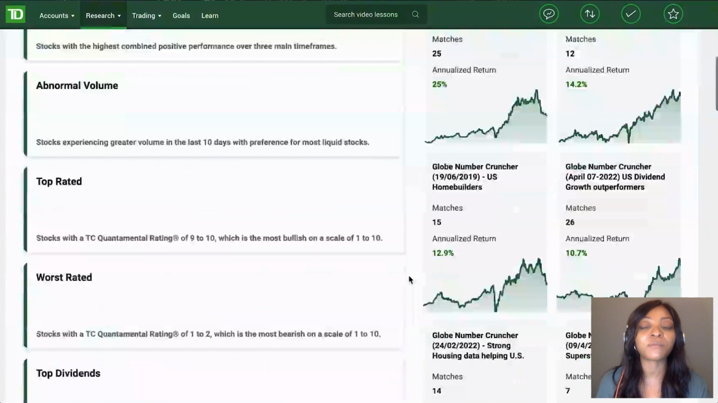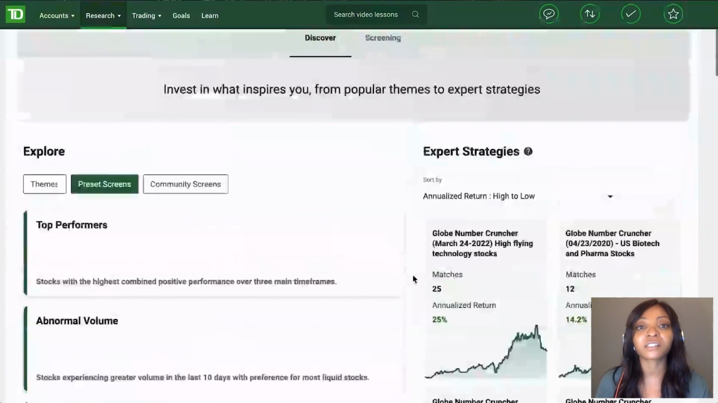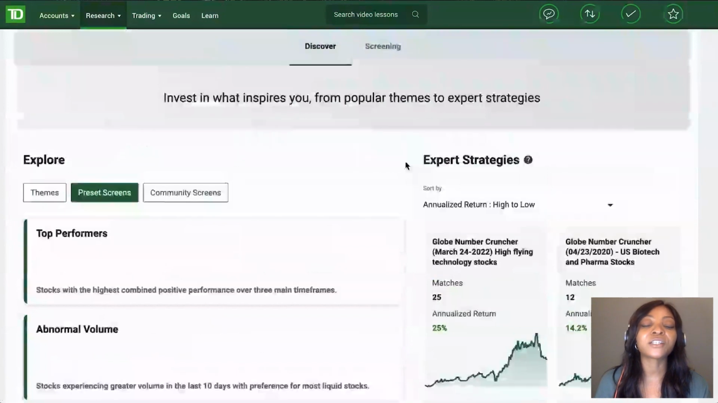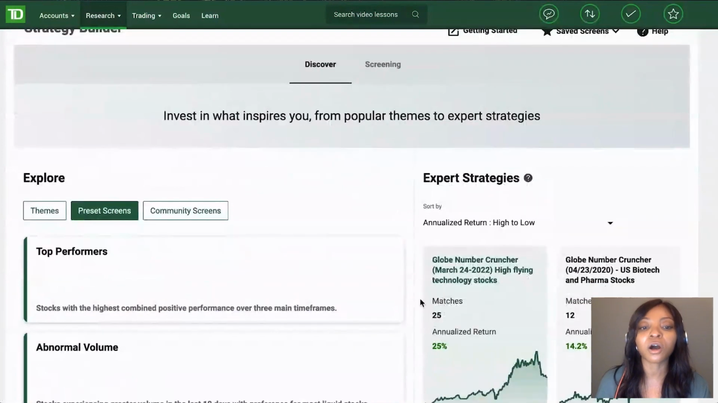Finally, an investor could actually use the expert strategy screens. Now, these ones are created by Trade Central. Trade Central are the company that provides this strategy builder to us. And so these experts have put together different screens. So for instance, the most recent one that we have on here would be for high flying technological stocks. So an investor can look at the 25 matches to see if that's something that meets their needs.